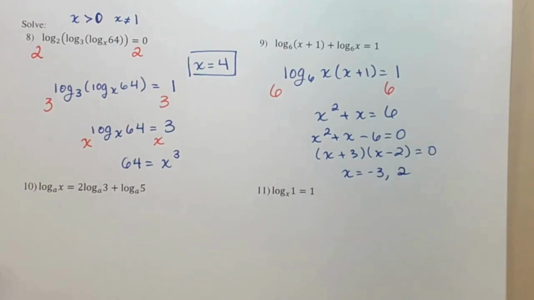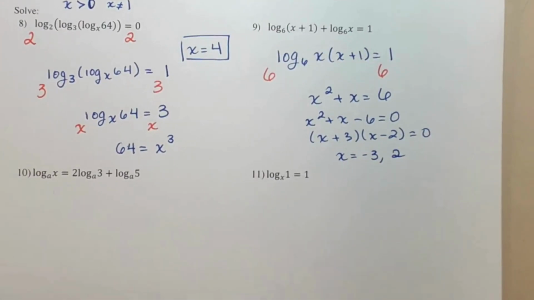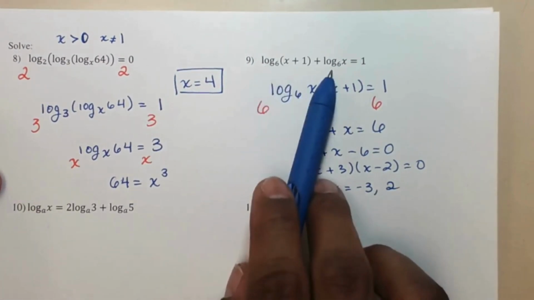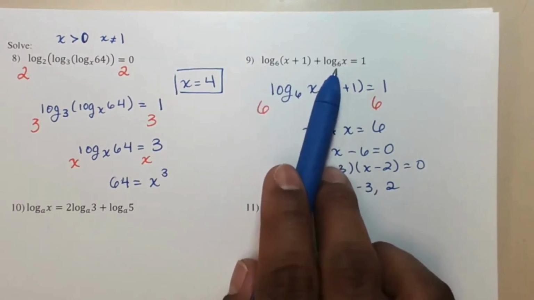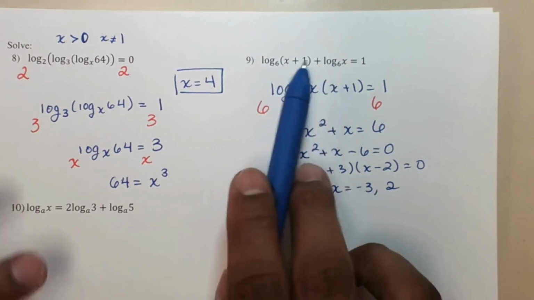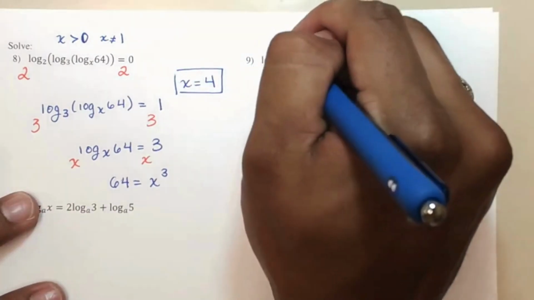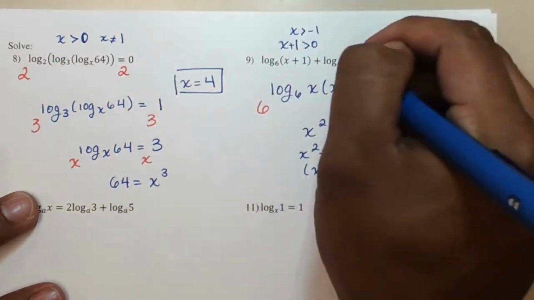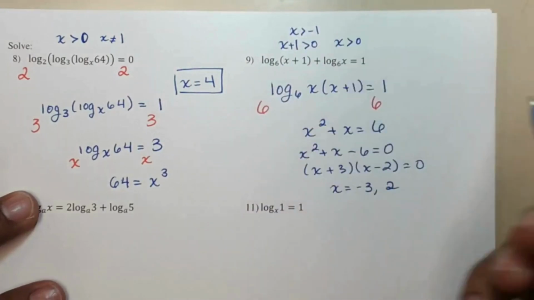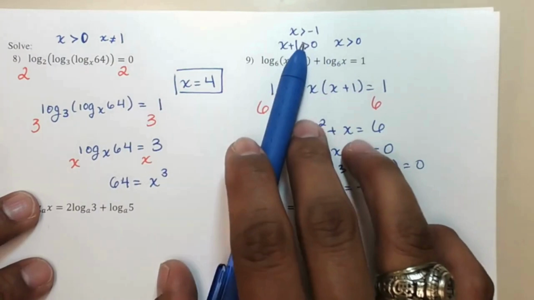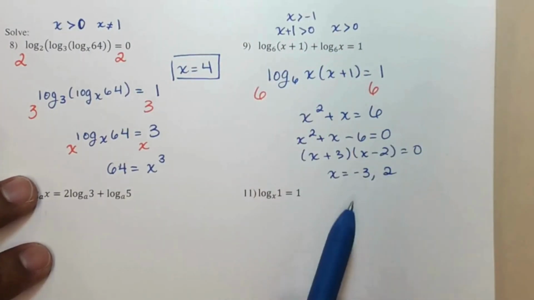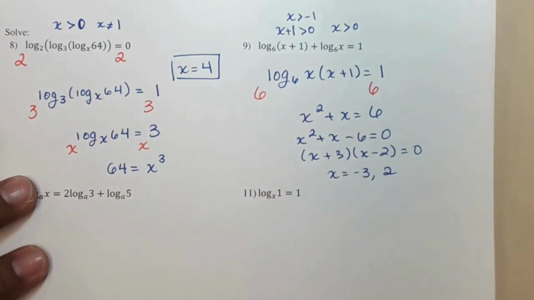Now, we've talked about problems where we have these extraneous solutions. We have solutions that might not actually happen. In logarithms, the number on the inside has to be greater than 0. So we need to make sure that this x plus 1 is greater than 0, or that x is greater than -1, and x is greater than 0. So it has to apply to both of these. So pretty much our x has to be positive, which -3 is not.